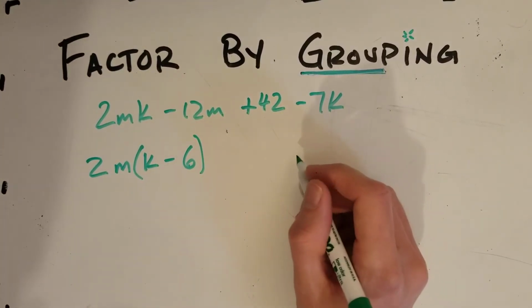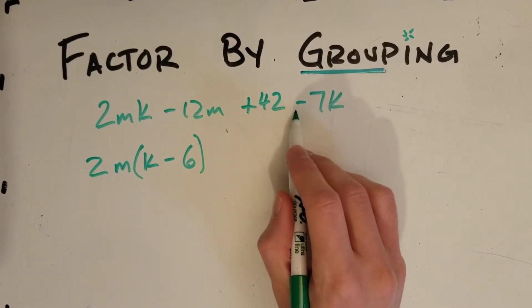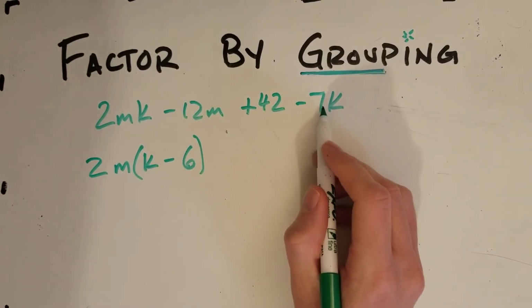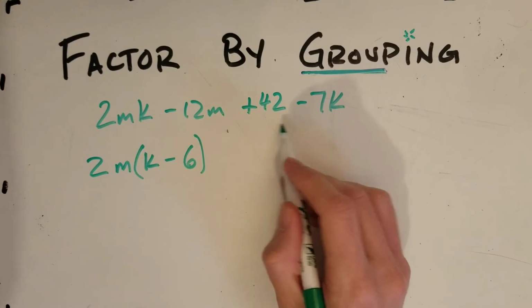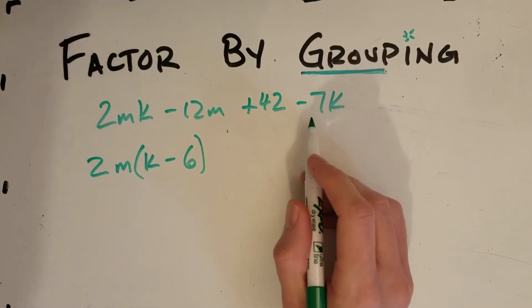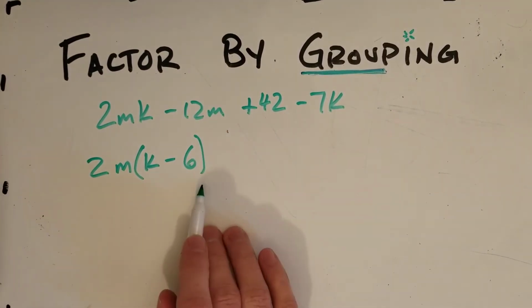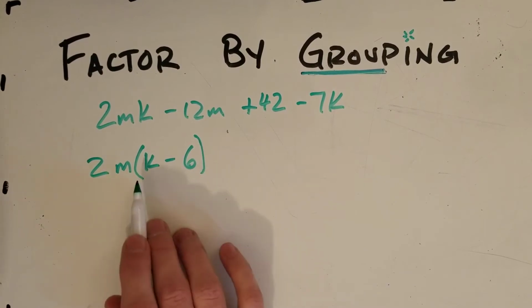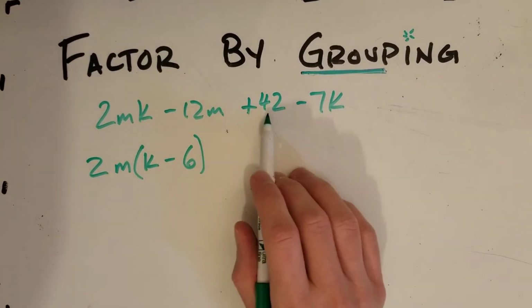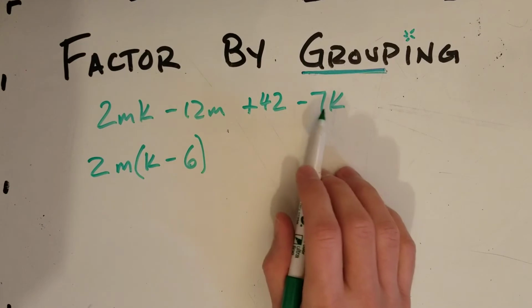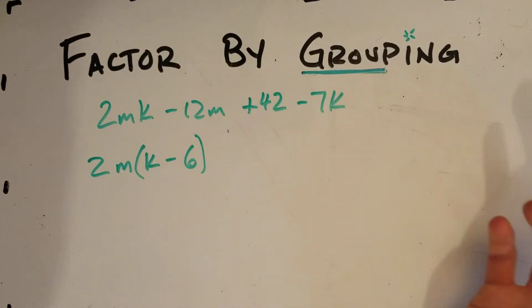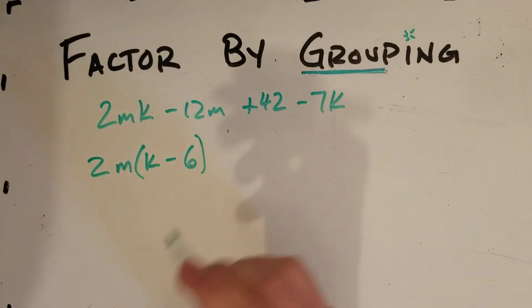And now our next 2 terms, 42 and minus 7k. When we factor this out, if there is anything in common, it's nice to keep in mind what binomial you're trying to make. You're trying to make k minus 6. So let's first see if there's anything in common. 42 and 7k, there's a 7 in common. So we're going to factor a 7 out.